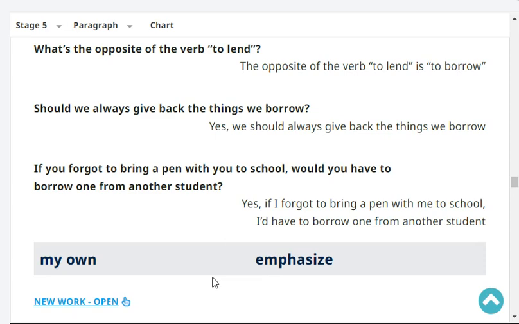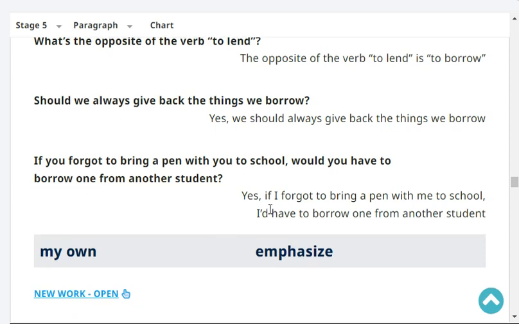If you forgot to bring a pen with you to school, would you have to borrow one from another student? Yes, if I forgot to bring a pen with me to school, I'd have to borrow one from another student. Very good.